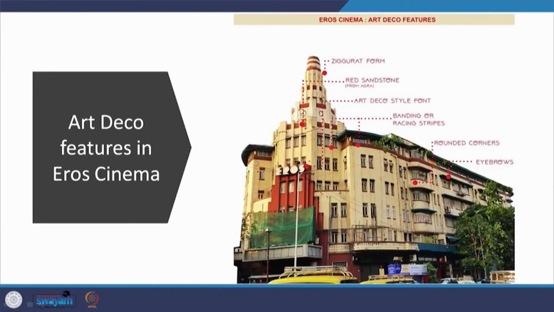Or for example, if you just take one building, one very famous cinema hall in Mumbai, the Eros Cinema, and the Art Deco features: the ziggurat-like form, the use of red sandstone which came from Agra, the Art Deco font. Art Deco was a typical font that we have not been able to show you here. Then the banding or the racing stripes, the rounded corners, the eyebrows, all of them accentuating the idea of Art Deco in the cinema.